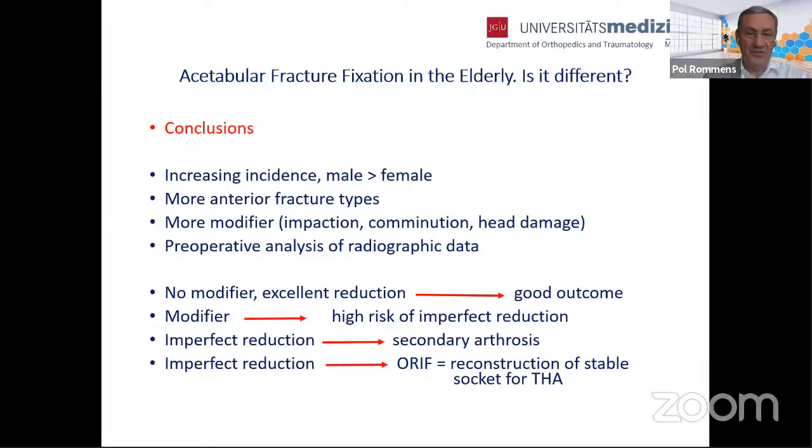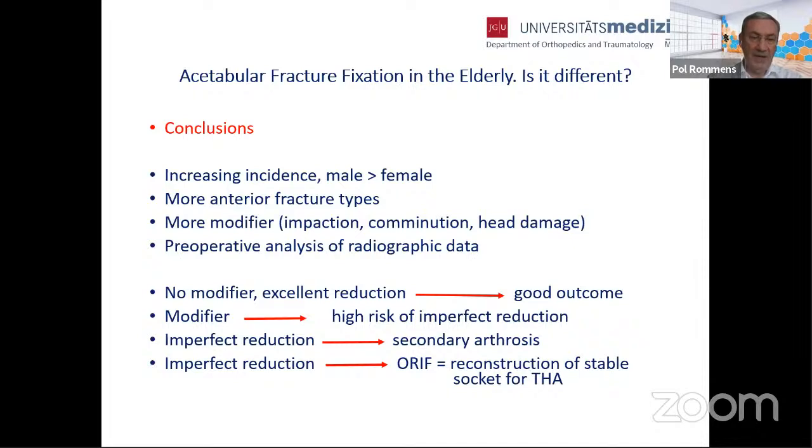If there are no modifiers and there is an excellent reduction, you will have a good outcome. And so we still recommend open reduction internal fixation as a primary treatment for these patients that have these characteristics, even if they are very old. If there are modifiers, there is a higher risk of imperfect reduction because you're not able to reduce this impacted area and to hold it in place every time.